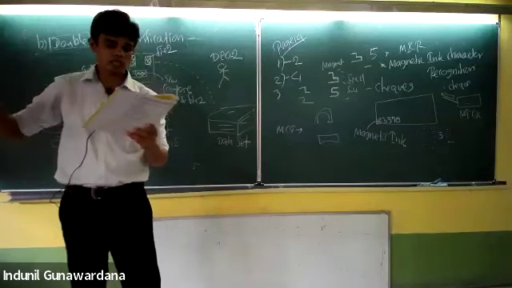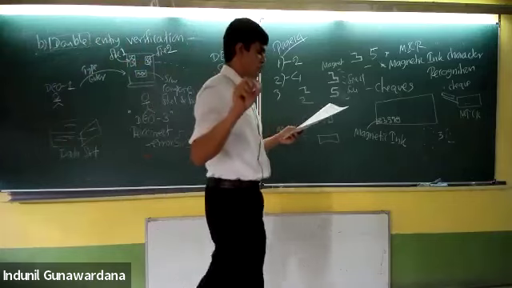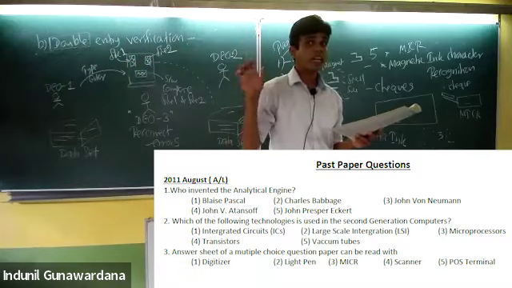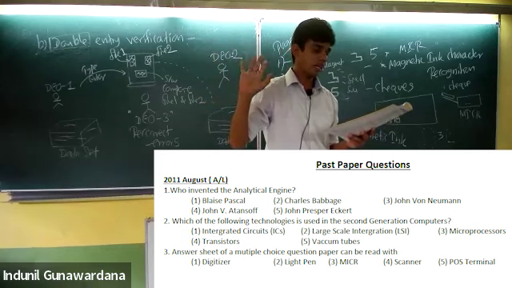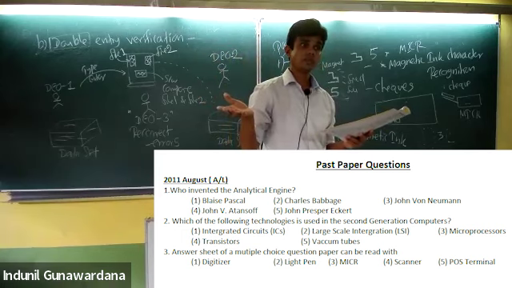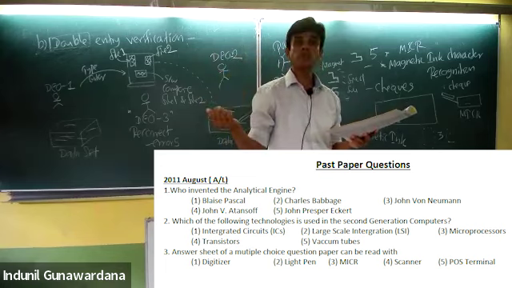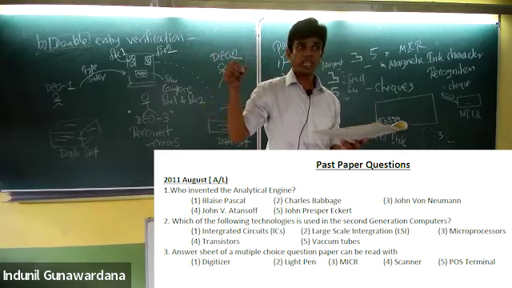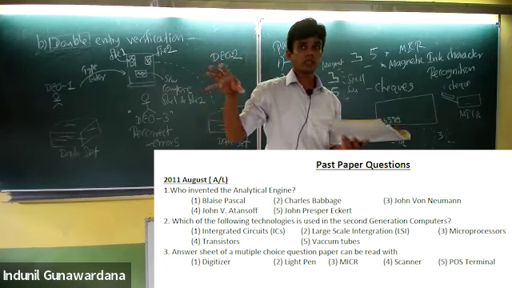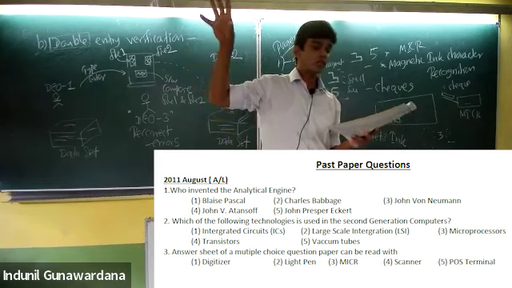Then we'll go back to the question. Answer sheet of a multiple choice question paper can be read with. Can that be read by MICR? No. That's used to read magnetic characters. Scanner. Then the other one is POS terminal. What is POS? Point of sale. EPOS, we said it at barcode readers in the sales counter. Then that is called as POS.